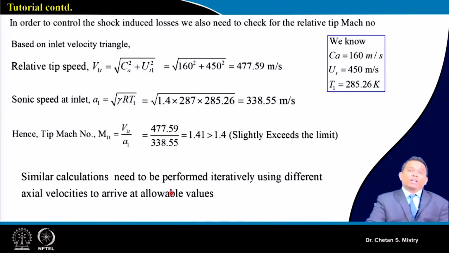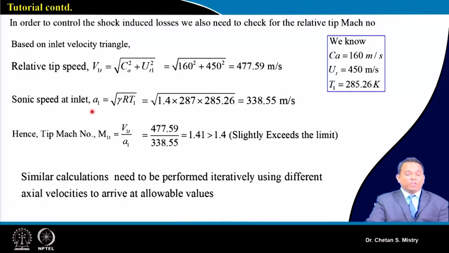Now once we have done the calculation for the axial velocity and peripheral speed, we will check what is happening with our tip Mach number, because that is our main target. It says my tip Mach number should not exceed 1.4. So we will be calculating that part. In order to do that, we will calculate our relative velocity. Based on our velocity triangle, with axial entry, we can straightaway write down the square root of Ca square plus u tip square.